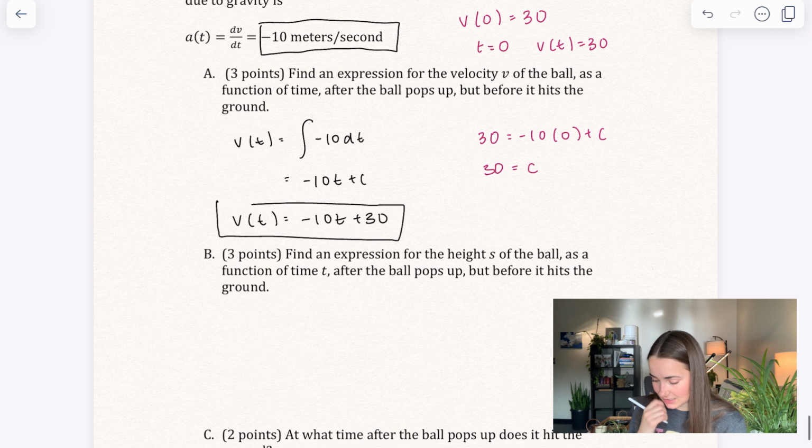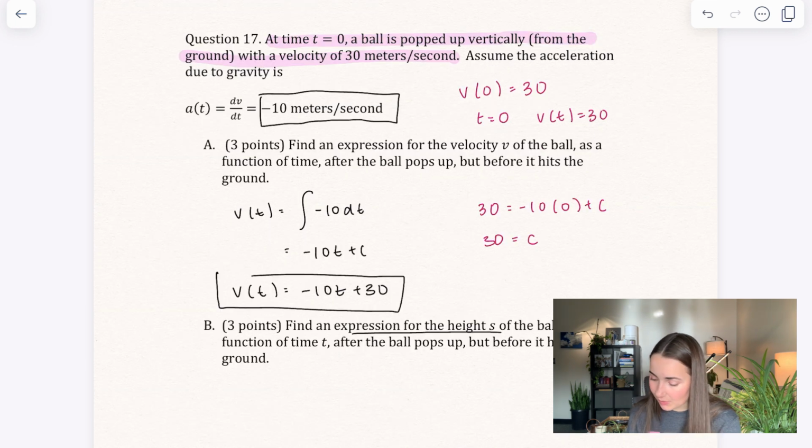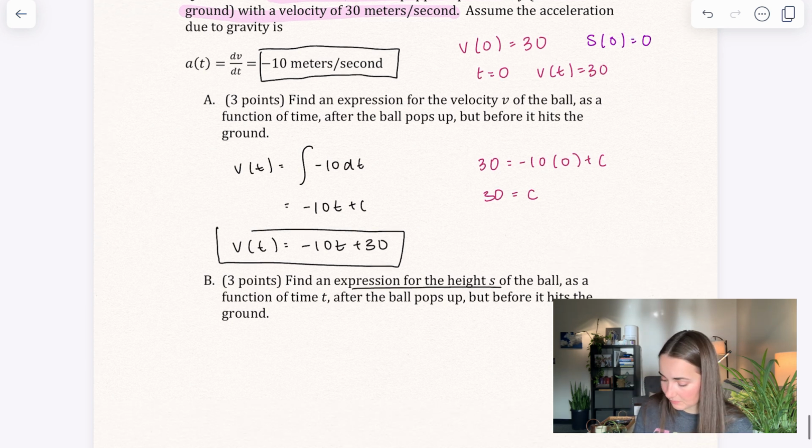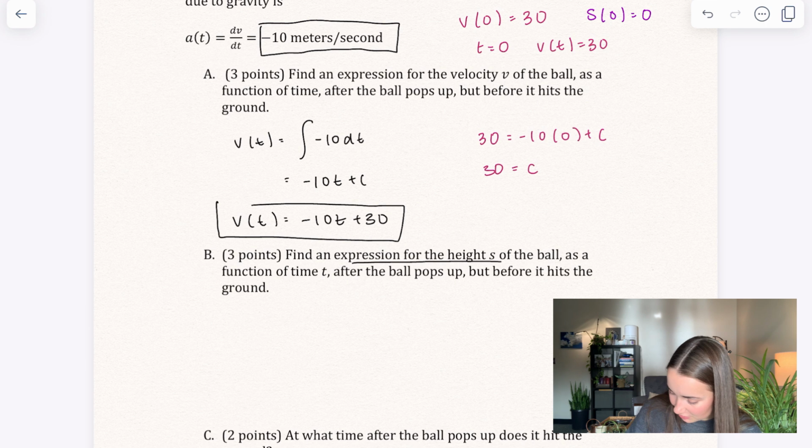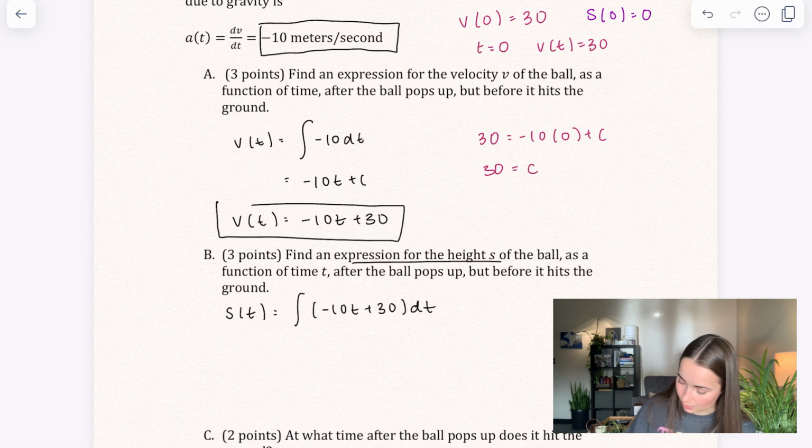And now we're going to find an expression for the height. And here we have that the ball is popped up vertically from the ground, which means that our initial position is going to be s of 0 is equal to 0. It's impressive to hit the ball from the ground, but we're not going to question it. So here, in order to find position, s of t, we want to go ahead and integrate our velocity function, so -10t plus 30. And we're integrating this in terms of time.